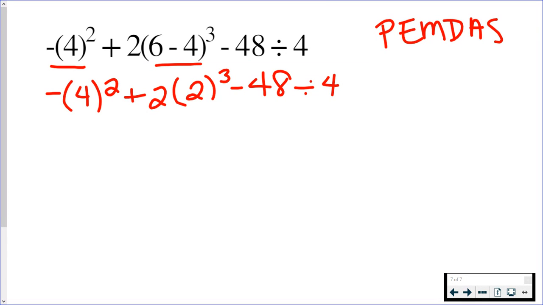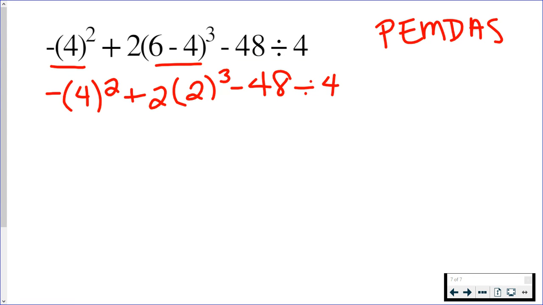I've got 2 exponents here, and you need to make sure that you are only applying the exponent to whatever is inside of the parentheses. With the first term, I have a negative in front of the parentheses 4 squared. Do not distribute the negative inside of the parentheses. Distribution, remember, is multiplication, which comes after exponents in the order of operations.